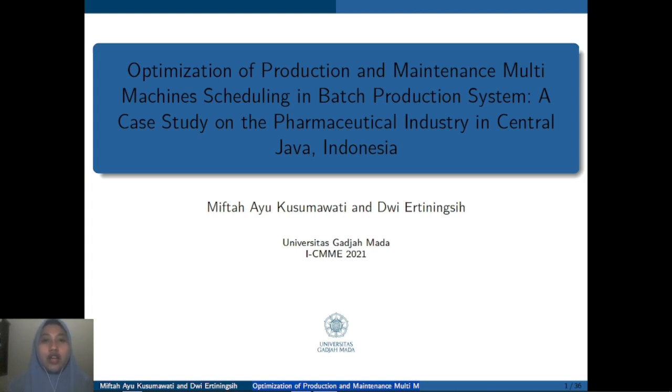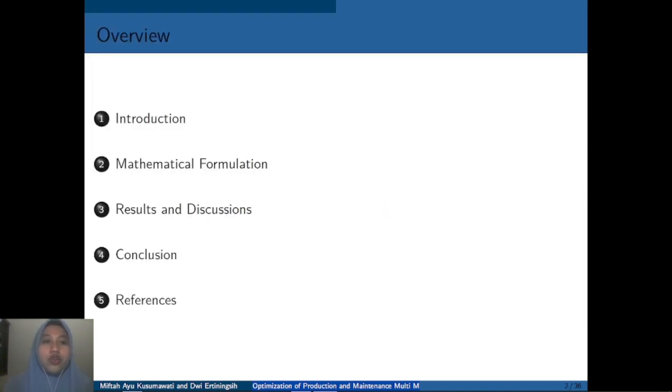In this video, I would like to present the article authored by myself and Miss Ertiningsih, with the title Optimization of Production and Maintenance Multi-Machine Scheduling in Batch Production System, a case study on the pharmaceutical industry in Central Java, Indonesia. For the overview, it consists of 5 points. The first is introduction, the second is mathematical formulation, the third is results and discussions, the fourth is conclusion, and the last is references.